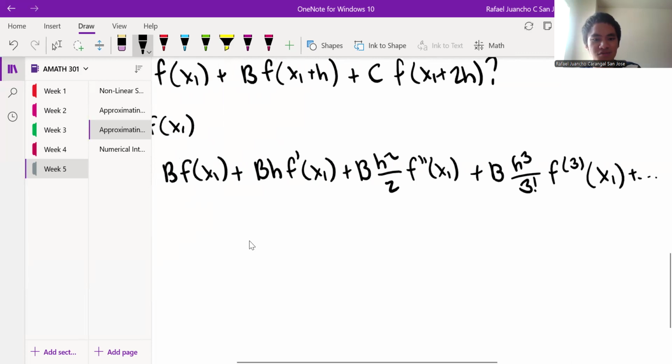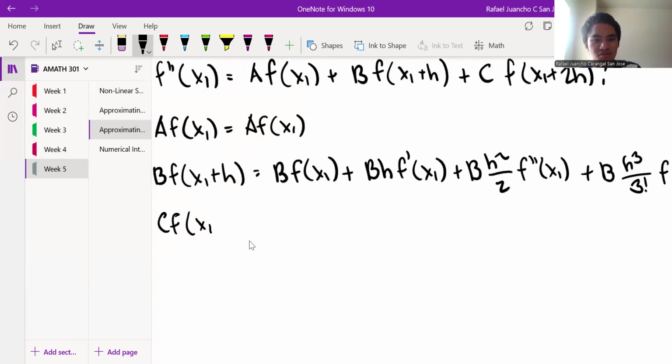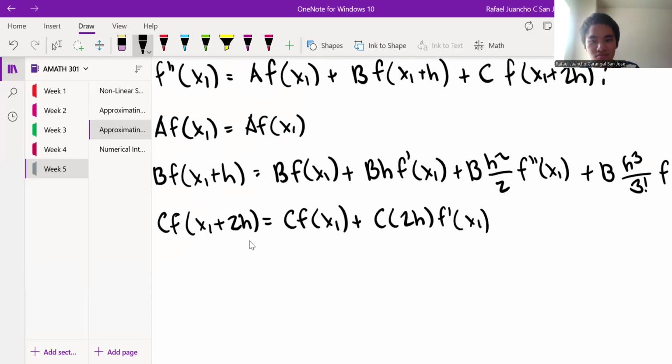And then same goes for c, which is 2h. We also do a Taylor approximation here. So we're going to get, again, c of this term. We add it to c of 2h. And then my f prime. And then we do it again.